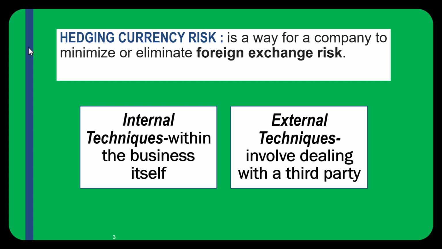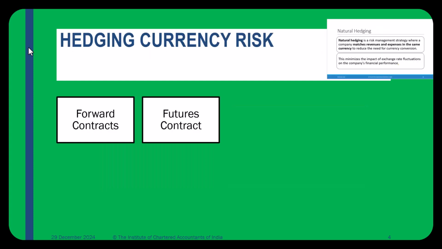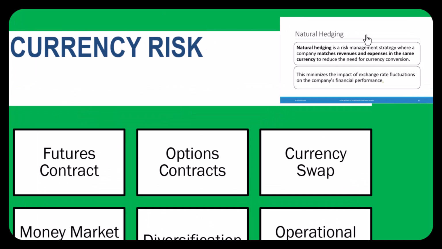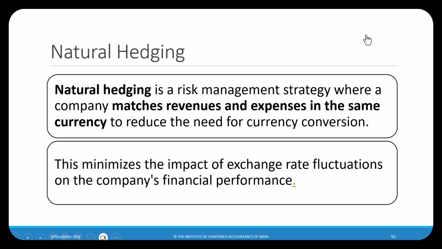That means you take forwards, futures and options. So these are the various kinds of mechanisms through which you can do your hedging. There are external techniques like forward, futures, options and money market hedge. So these are all external, whereas currency swap, natural hedging, diversification and operational hedging are all internal techniques. So first we are going to talk about natural hedging, and then we move on to the external hedging.